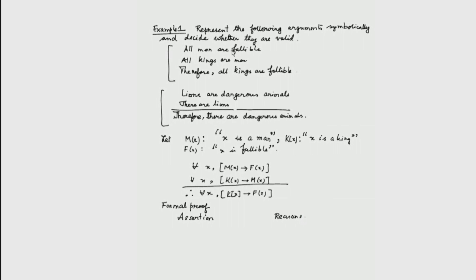So, we write at each step an assertion and the reason. 1. For all x, M(x) implies F(x). So, this is premise 1. 2. M(c) implies F(c). This is what we get by fundamental rule 5 and step 1.